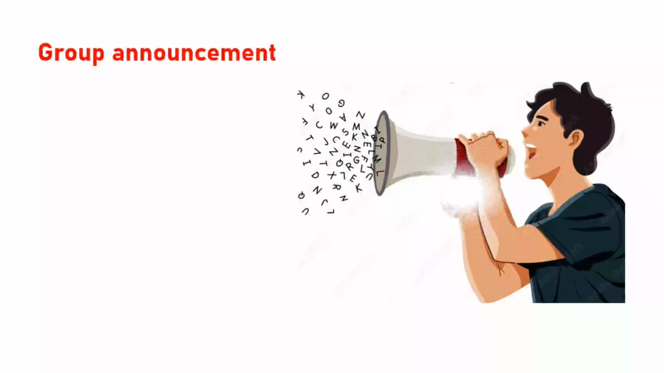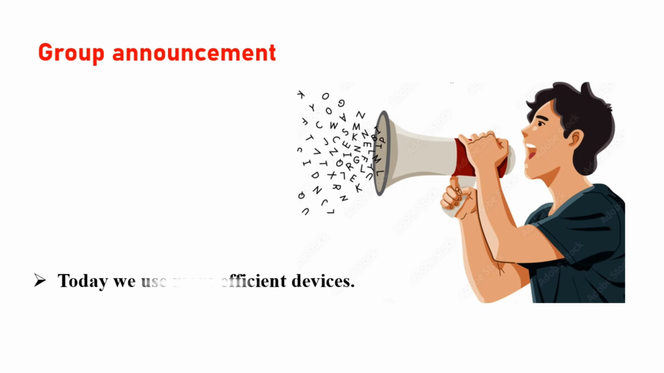In short, a hub is like a group announcement. One person speaks and everyone hears it. But in a smart meeting, the speaker talks only to the right person. That's what switches and routers do. Hubs helped us build early networks, but today we use more efficient devices.